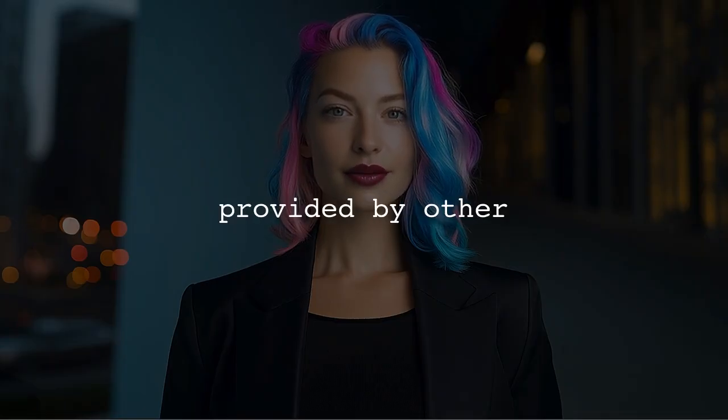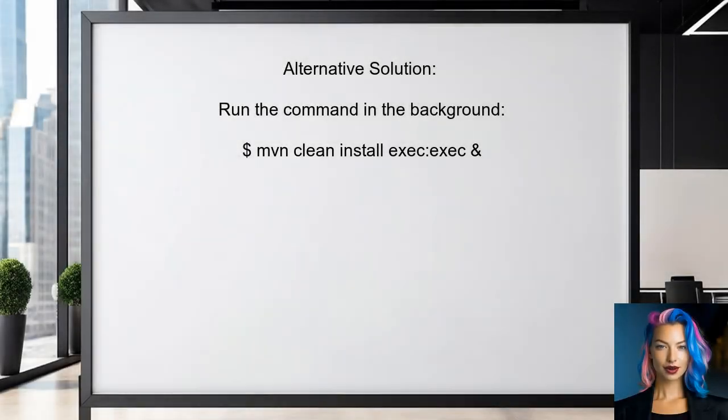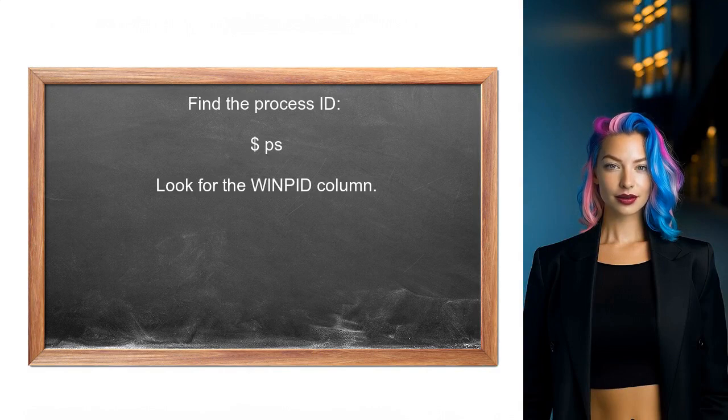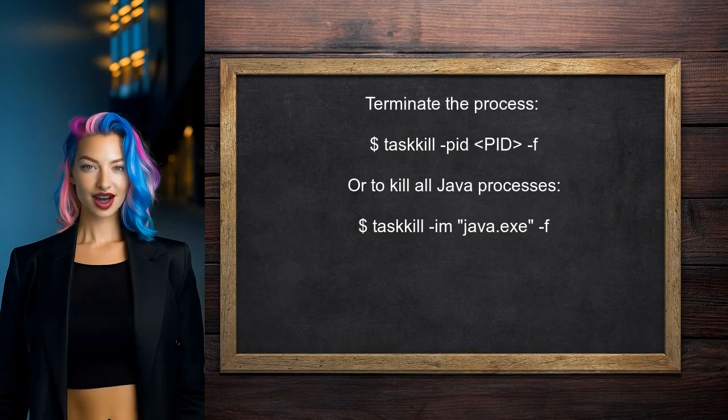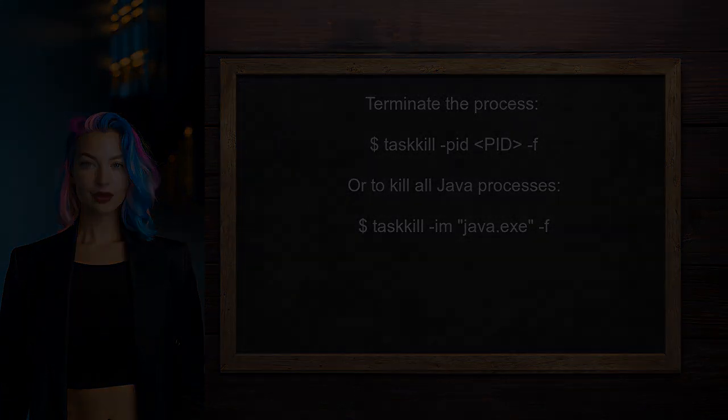Now let's look at the answers provided by other users. One alternative solution is to run the Maven command in the background by adding an ampersand at the end. This allows you to maintain control over your command line interface. After running the command, you can find the process ID by using the ps command. This will show you the Windows PID for the Java runtime. To stop the Java process, use the taskkill command with the process ID. You can also terminate all Java processes by using taskkill with the image name java.exe.